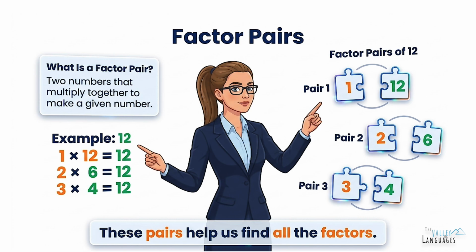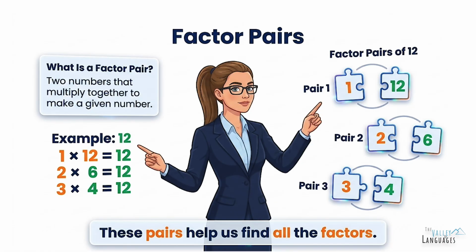Finding factor pairs. Now, here is the crucial shift in our thinking. A factor pair consists of 2 numbers that multiply together to make a given number. This establishes the vital mathematical link between division and multiplication. Really, they're just 2 sides of the same coin. Think about it. If 12 divided by 3 is 4, then 3 times 4 is 12. Factors love to hang out in pairs.